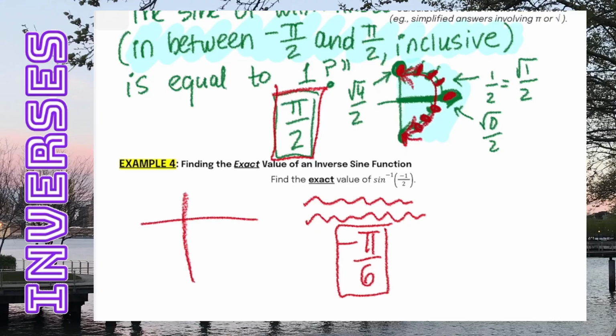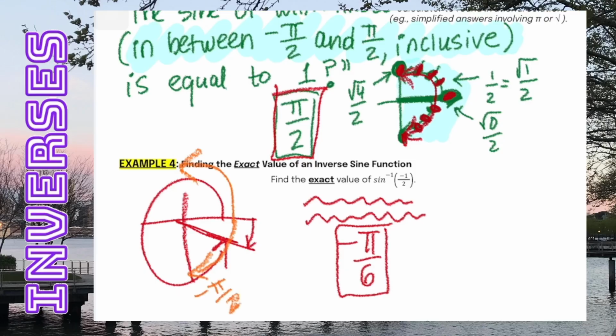Some people might be like, oh yeah, right over here, that's 11 pi over 6. That's wrong. The answer is negative pi over 6. Again, we have to get to that answer by sweeping out this way or this way. We're only allowed to be between negative pi over 2 and positive pi over 2. So negative pi over 6 gets us to where we need to be. There you go, that's the answer to this one.